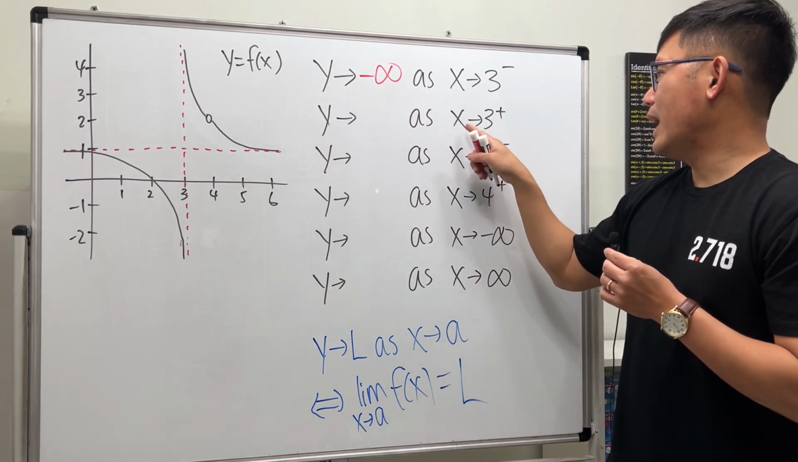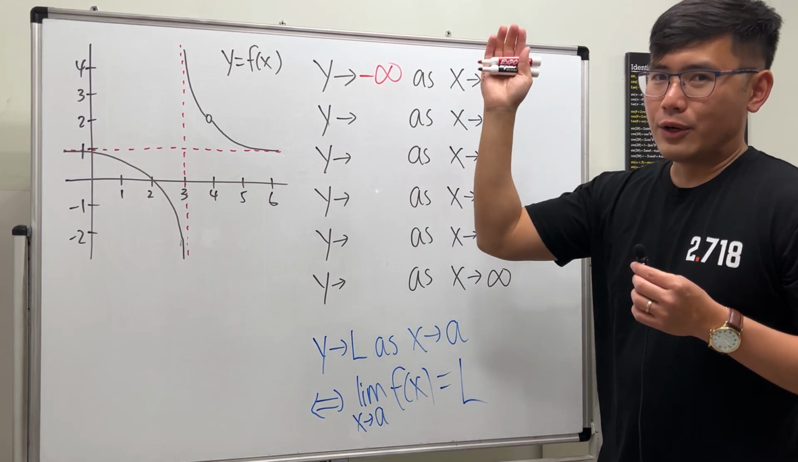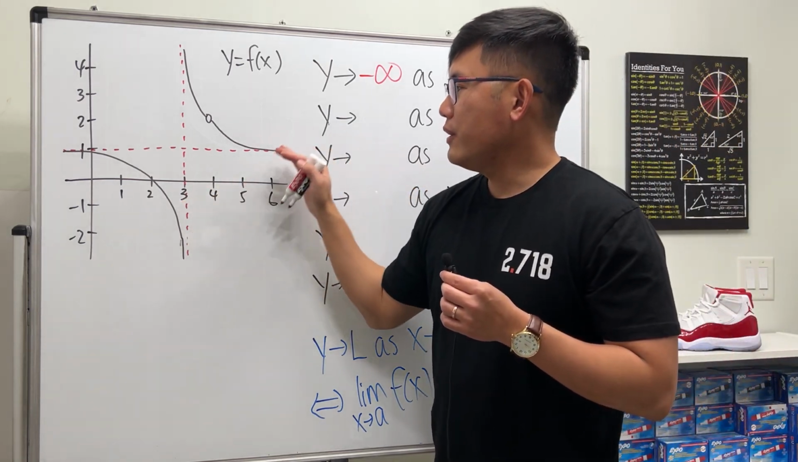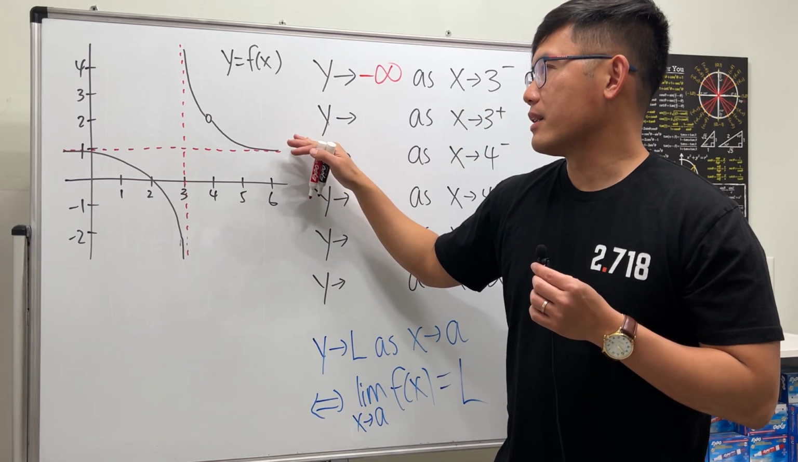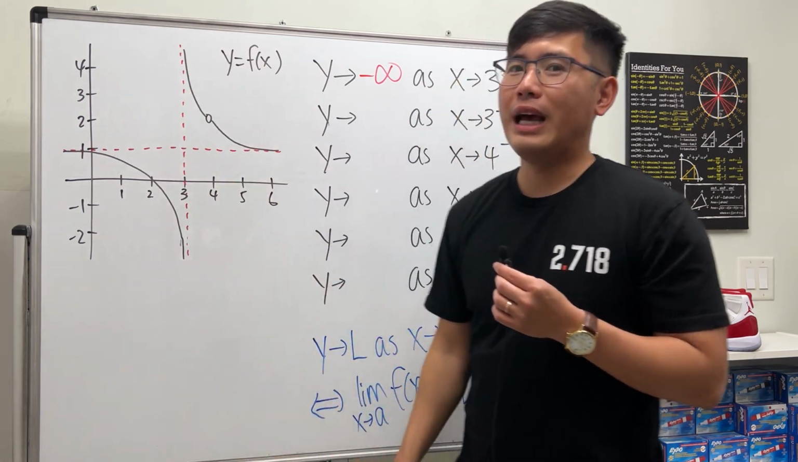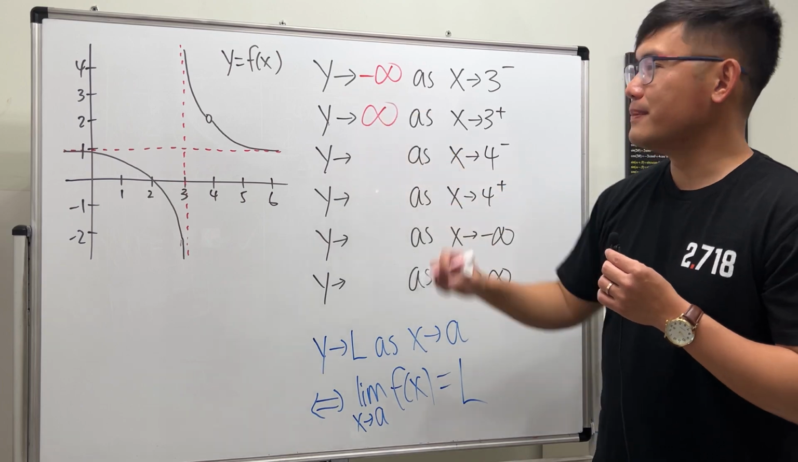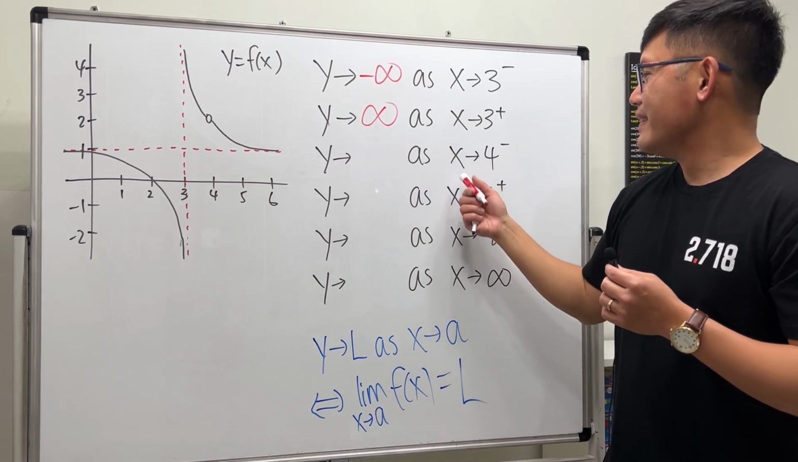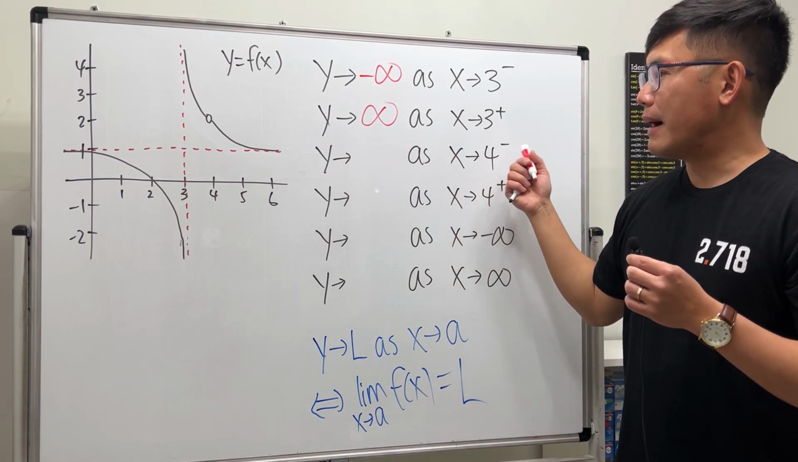On the other hand, if we have x approaching 3 plus, use our right hand, going to 3 from the right-hand side and just trace on the curve. You see that the curve actually goes straight up. So we have positive infinity. Next, x approaching 4 minus.